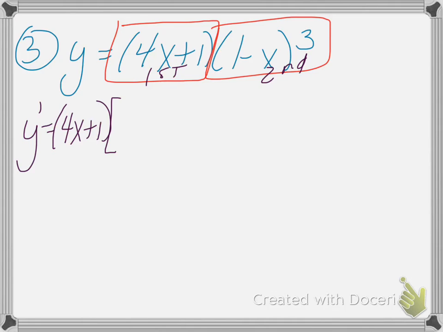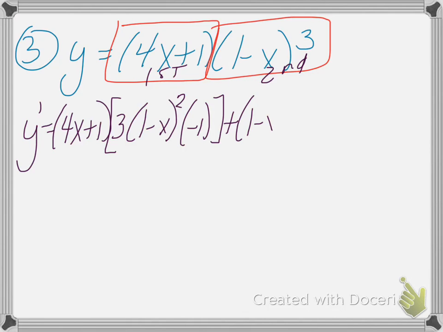Well, the second is going to require a chain rule. So bring down the 3, keep the inside. 3 minus 1 is 2, and then the derivative of the inside is -1. So it's the first times the derivative of the second plus the second times the derivative of the first, which is just 4. And if you look at all the choices, that's not a choice. We have to clean this up a little bit.